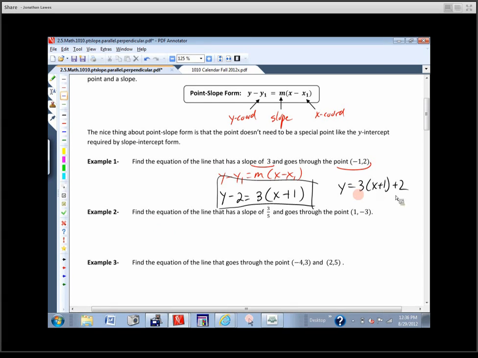Any questions so far? Am I going too fast? Yeah. Well, just on the equation that you just wrote, yeah, that one, if you distribute the 3, you can make it into slope-intercept form. Yeah, you could put it in slope-intercept form.